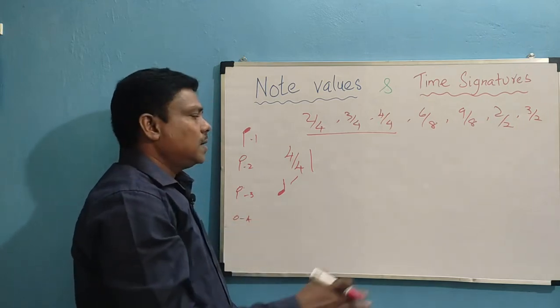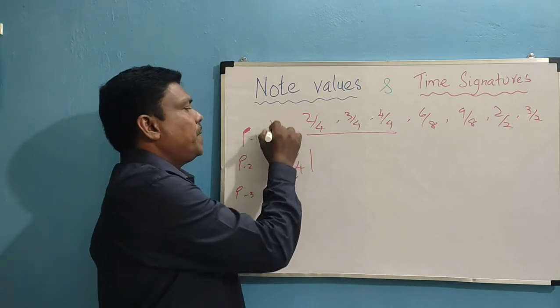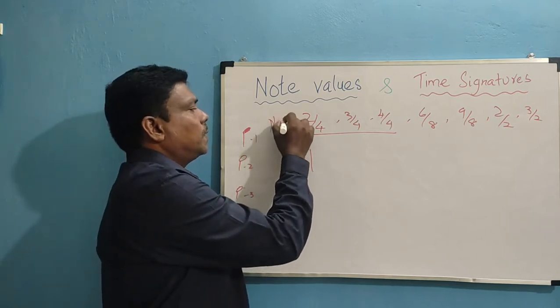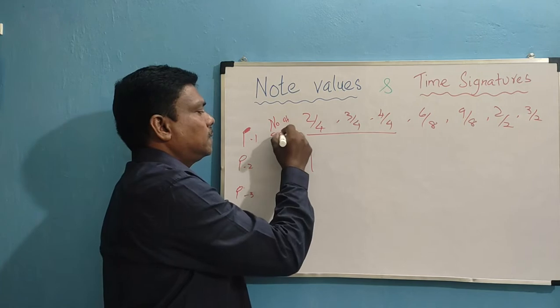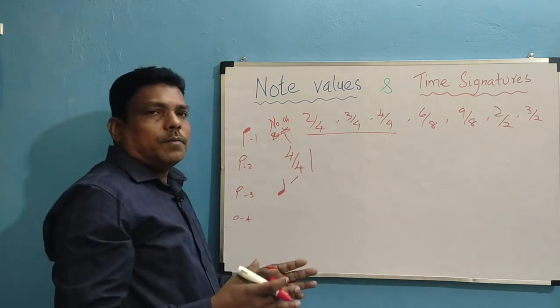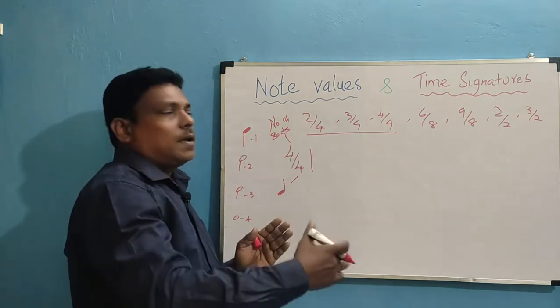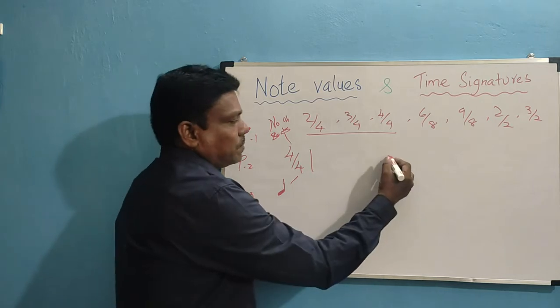We'll do it in the next classes. The top number shows the number of beats, the beats in a bar. Music will not be written continuously. It will be separated into bars. They'll put lines, bar lines.